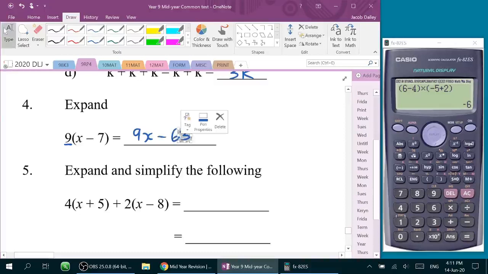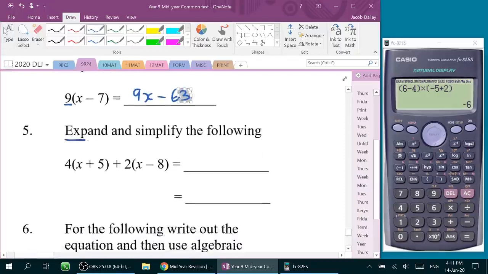Alright, this next one wants us to expand first and then simplify. So that's why they've given us 2 lines. So if we just focus on this first bracket, 4 times x, 4 times 5 is 20. And then we're on to that second bracket, 2 times x, 2x, 2 times negative 8, negative 16.